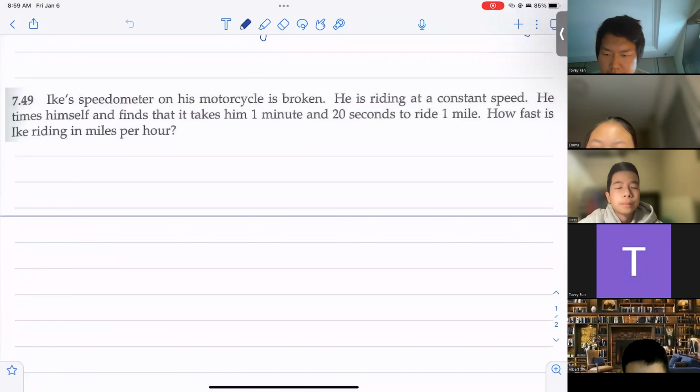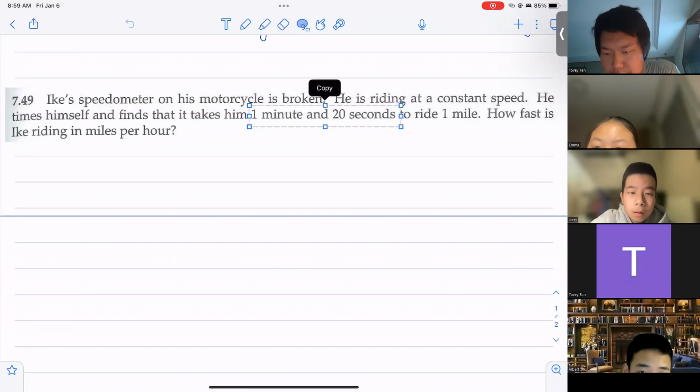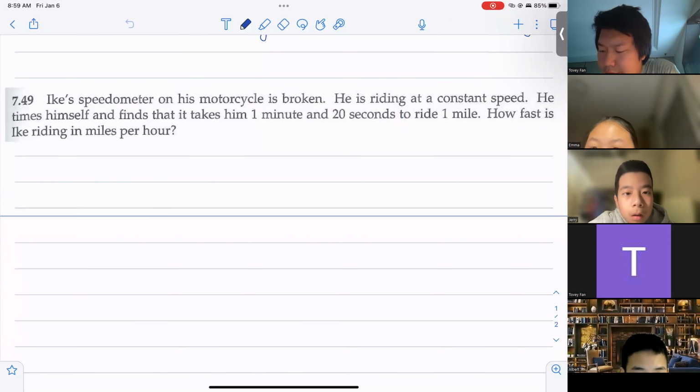Let's do it again together, okay, Albert? And then let's see how we can do the unit conversion here, okay? So now we know that for every 80 seconds, or 1 minute, 20 seconds, he can ride a mile. You want to get miles per hour. So how do you set up your rate here?